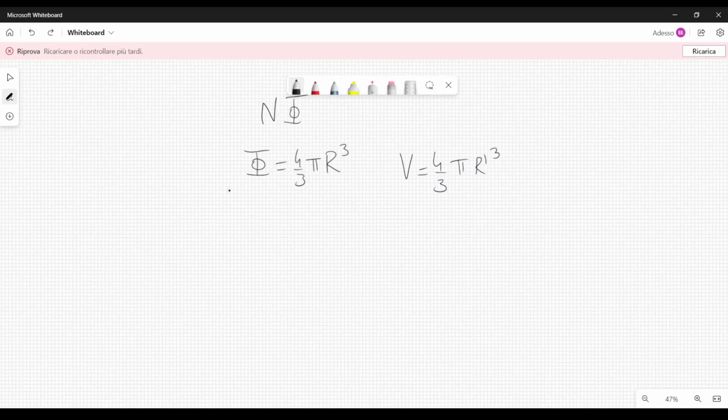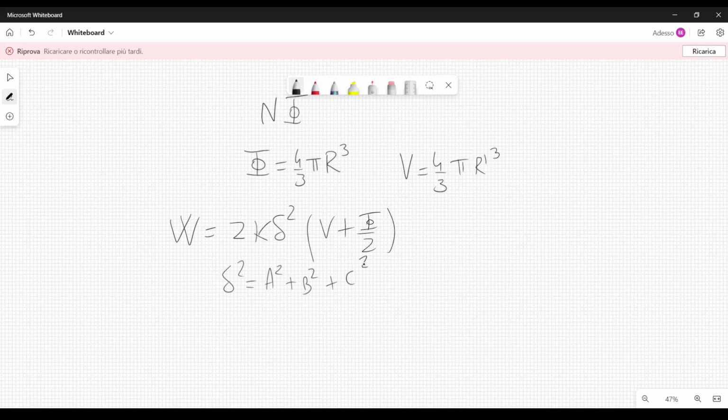and therefore the total work in this case can be written like this. Remember last time what we derived. We derived the formula written like this. It was 2k delta squared times v plus phi over 2, where delta squared was a squared plus b squared plus c squared.